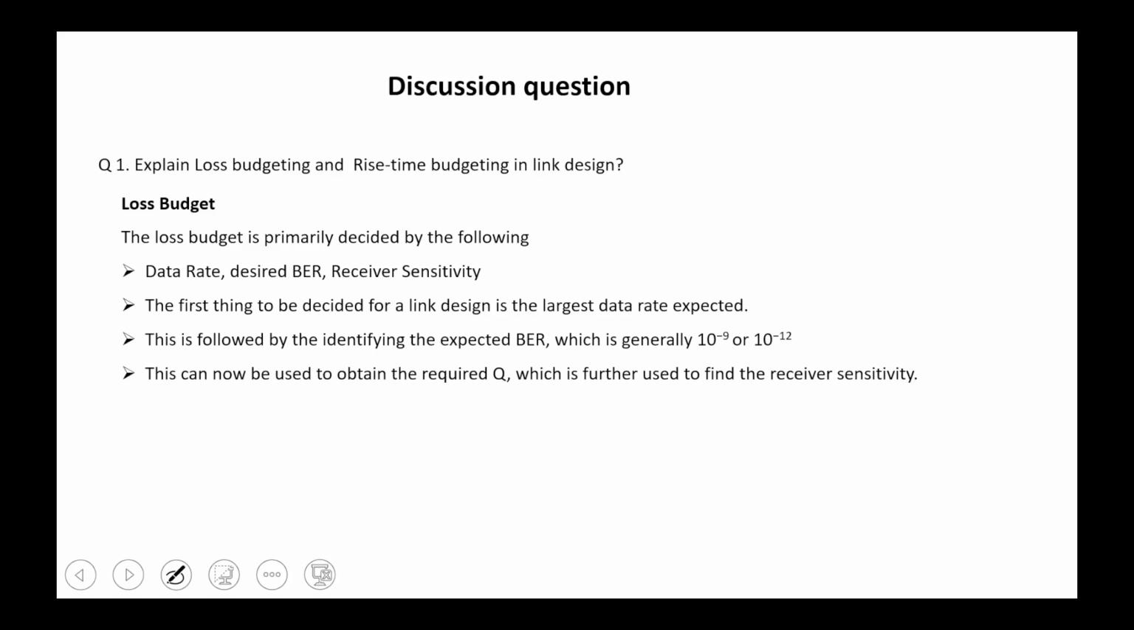The first thing to decide for link design is the largest data rate expected. So we need the largest data rate for the link design. This is followed by identifying the expected bit error rate, which is generally 10 to the power minus 10 to 10 to the power minus 12, at quality factor equal to 6 and quality factor equal to 7. For any optical fiber link design, we have to consider the largest data rate, and the bit error rate should be between 10 to the power minus 10 and 10 to the power minus 12. This can now be used to obtain the required quality factor at Q equal to 7, which is further used to find the receiver sensitivity.